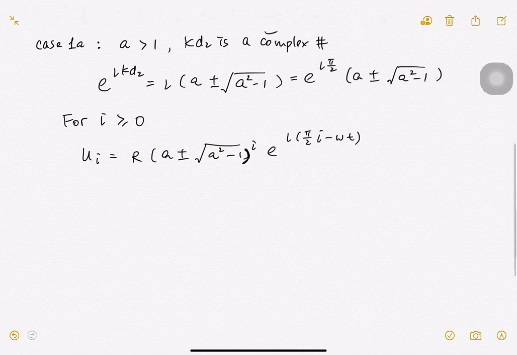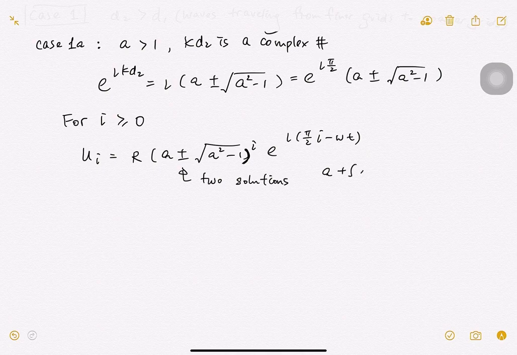then there are two solutions here. A plus A squared minus 1 is larger than 1, and then A minus A squared, because A is larger than 1, so we know that this one is less than 1. Okay, so we choose this one because it's stable.